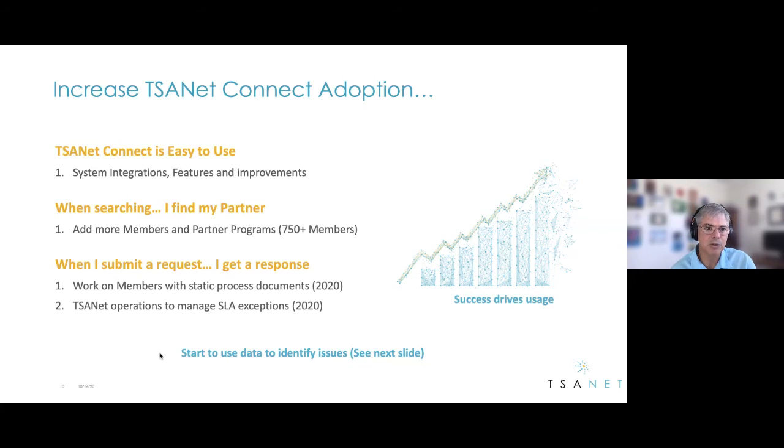So I think we're in pretty good shape there. The second one, when searching, I find my partner. Again, really what we've been trying to do this year is add more and more partner programs. In fact, we've added the concept of a default partner program for any premium member so that if other limited members wanted to connect with them, there's a super easy way to do that. So essentially trying to just really make sure that it's easy for people to collaborate with each other.